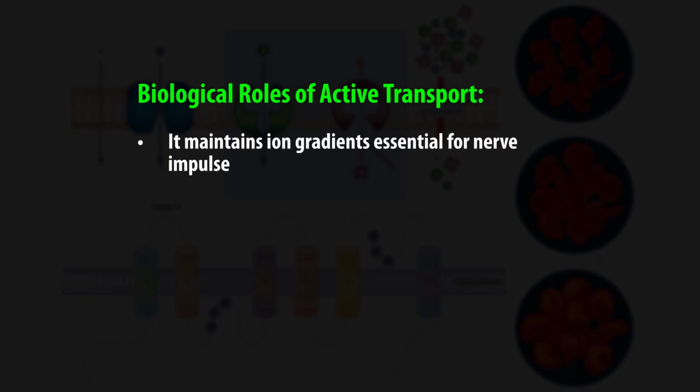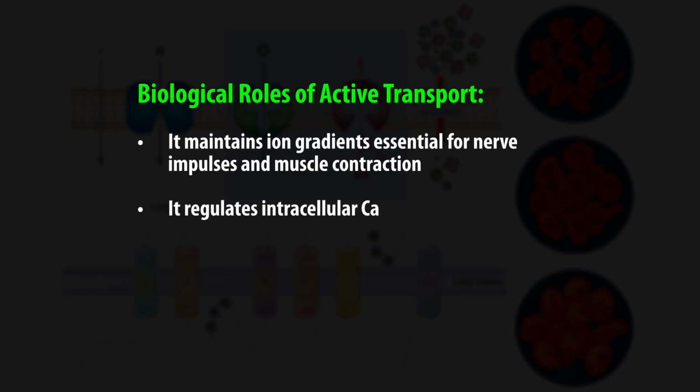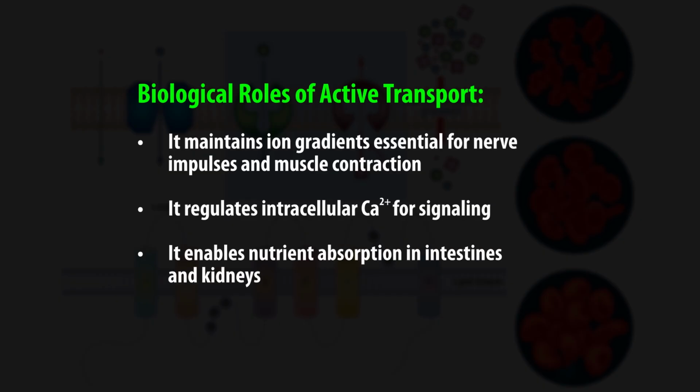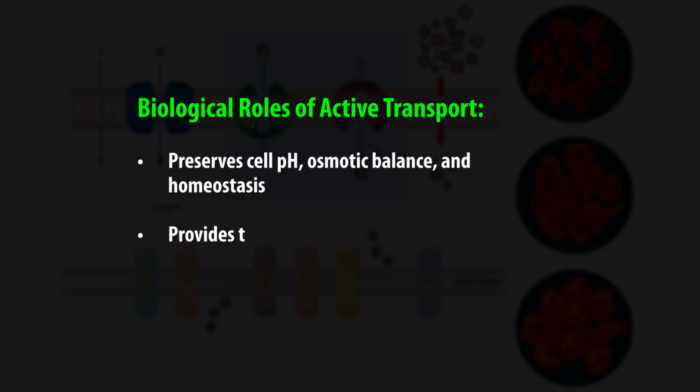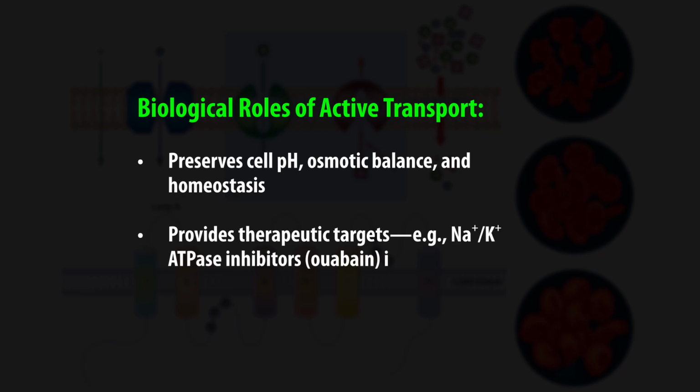Dear students, let us now have a look at the biological roles of active transport. It maintains ion gradients essential for nerve impulses and muscle contraction. It regulates intracellular calcium for signaling. It enables nutrient absorption in the intestine and kidneys, and it preserves cell pH, osmotic balance, and homeostasis. It also provides therapeutic targets. For example, sodium-potassium ATPase inhibitors like ouabain in hypertension and cancer research.